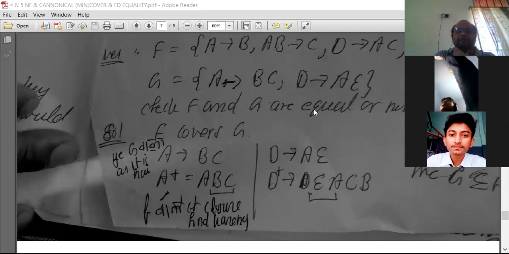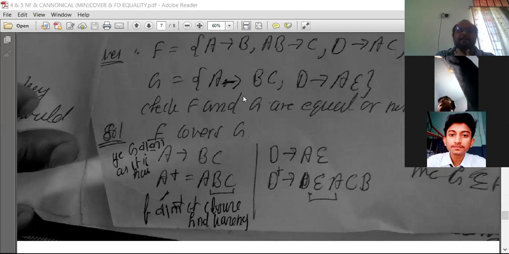And now in a similar way I will find D. So I have taken here D tends to AE, and I will find the closure from this one. From D I can reach D, from D I can reach AC, and from D I can reach E also. Whatever closure is coming, I have to find out. I have to take the functional dependency from this, and I have to find the closure from here. So I found the closure. In this closure I got AE. That means F covers G. That means F is covering G.